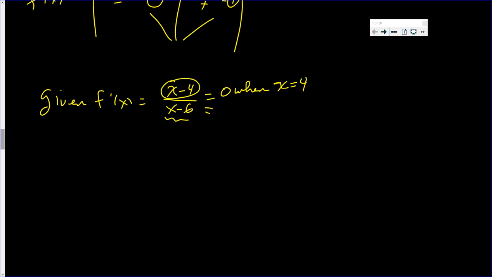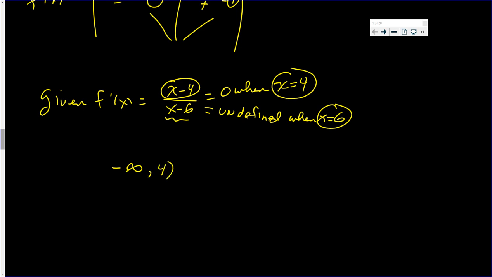It is undefined when the denominator is 0 but not the top. Well, 6 doesn't make the top 0. So these are the only two critical values. So those are the only two numbers we're going to stop at. You go from negative infinity to the smaller number, from the smaller number to the next number, and then from 6 to infinity. Every number is somewhere in one of those intervals, except 4 and 6.